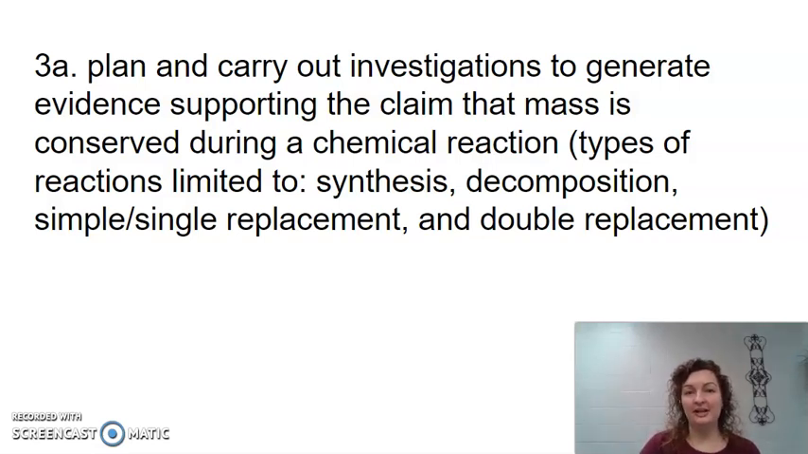So we're going to look at 3A. It says, I can plan and carry out investigations to generate evidence supporting the claim that mass is conserved during a chemical reaction, types of reactions limited to synthesis, decomposition, single replacement, and double replacement.